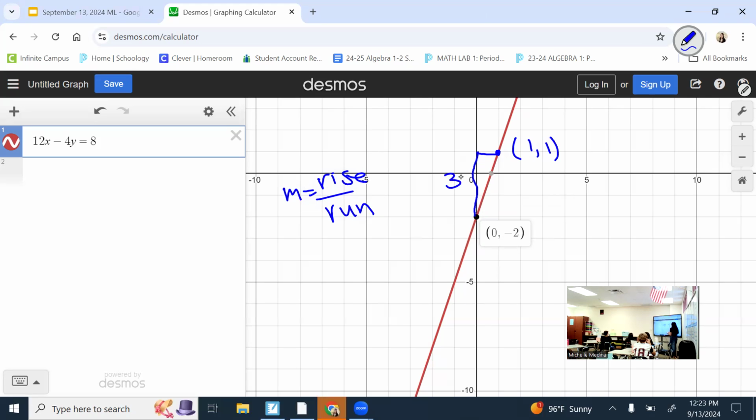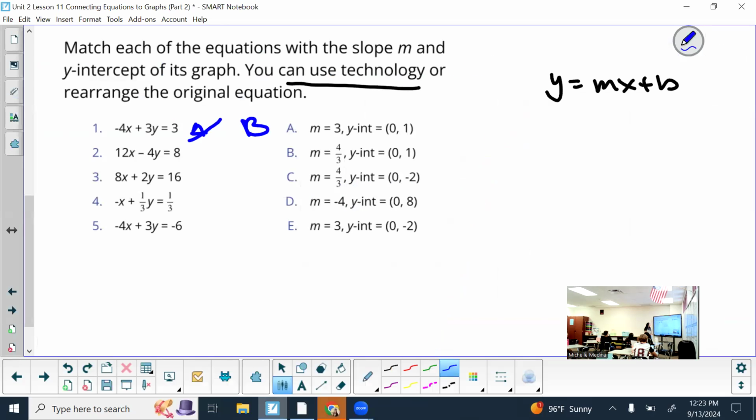And then my run is going to the right 1. So then my slope is 3. That, or you just know how to do it. Up to you. Right. So then for that matching activity, the one that I would pick that matches is E, or this one. So that has a slope of 3 and a y-intercept of -2.